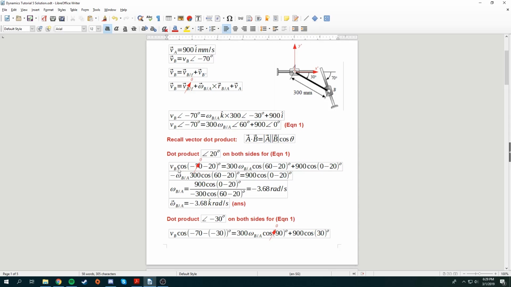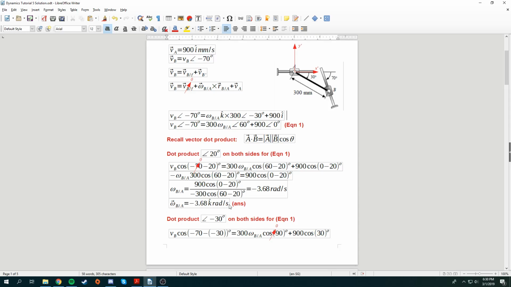Can you see? Because cosine of negative 70 minus 20 is negative 90, so cosine of negative 90 goes to 0, so VB goes to 0, and I only have one unknown, and then I can very easily solve for omega b from A, and that gives me negative 3.68 radians per second. And this means that my initial assumption is wrong. It's not rotating in the positive direction, it's rotating in the negative direction, but it's okay. Then I just put in the vector form, that will be negative 3.68 in the k hat direction. Okay, so that's the answer.